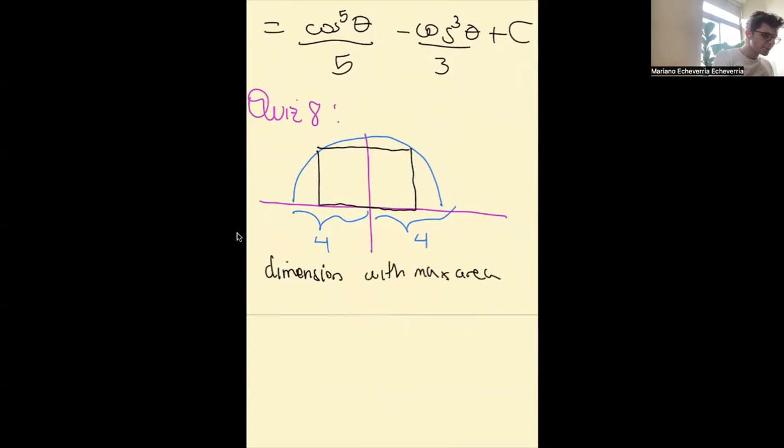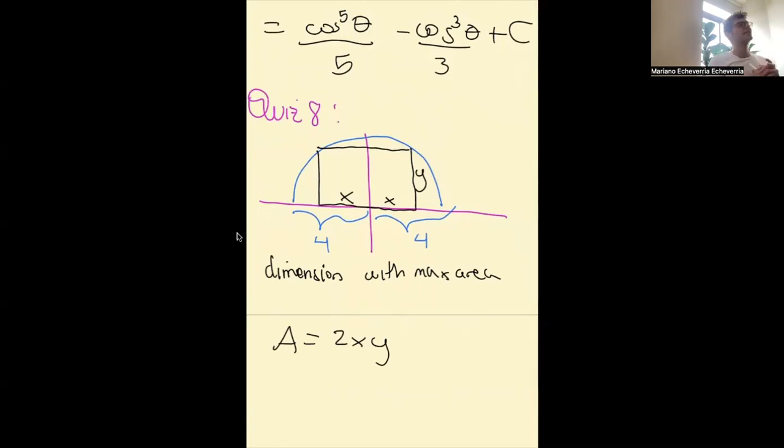The idea here is, for example, you could call this half side of the rectangle x and this half side x, and the height y, right? So the area of this rectangle is based on the base, which is 2x, times y. Is that okay?